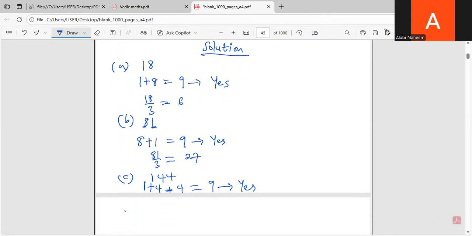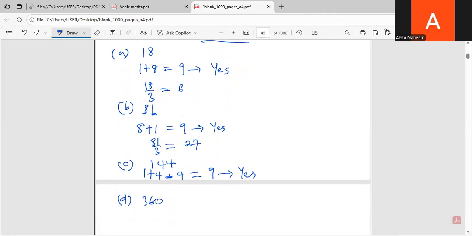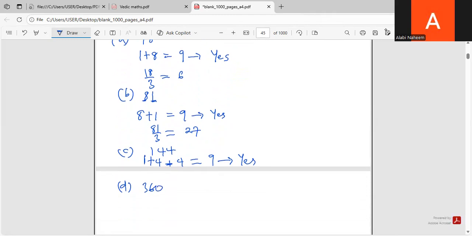The last number we have there is 360. Is it divisible by 3 or not? We simply sum up its digits. 3 is a digit, and that one is 6, and that one is 0. So let's add 3 plus 6 plus 0, that gives 9. Is 9 divisible by 3? Yes, it is. So we can conclude that this number is divisible by 3.